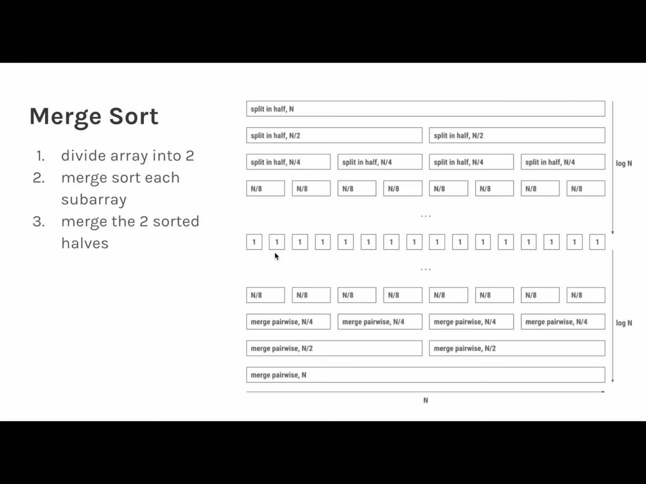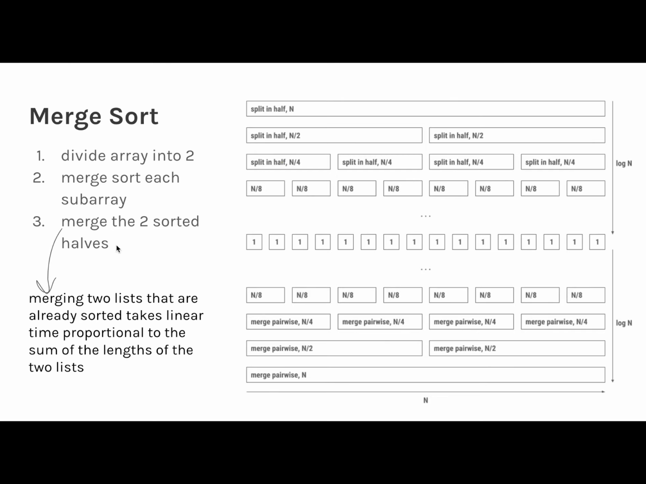Okay, so merge sort, my favorite sorting algorithm, is relatively straightforward and elegant in its approach. You just divide the array cleanly into two halves. If it's odd, then one half will have one more element than the other, which is fine. And then you call merge sort on each half, so it's recursive. And then you take that recursive leap of faith, assuming merge sort returned two sorted halves. Then you merge together the two sorted halves. And merging two lists that are already sorted takes linear time proportional to the lengths of the two lists.